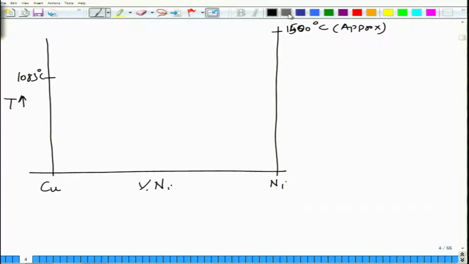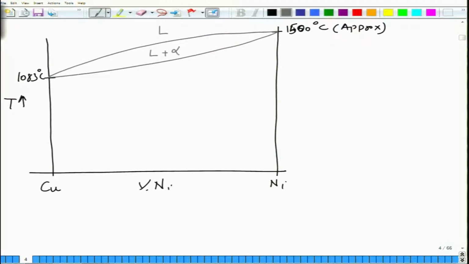So the phase diagram would have a behavior like that, and above this point you will have liquid plus solid, and then you will have liquid plus alpha, and then you will have alpha. So alpha is basically the solid solution of copper nickel. It's a substitutional solid solution because copper and nickel are soluble in each other.